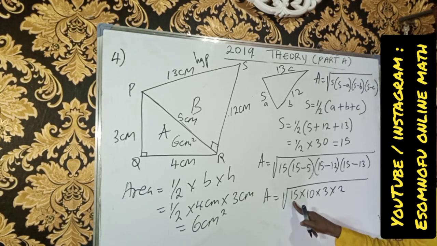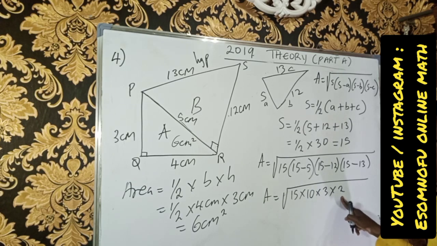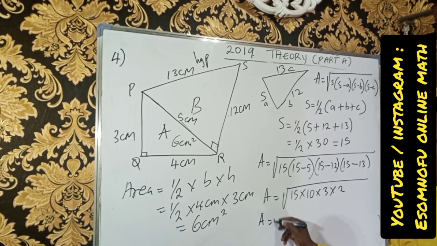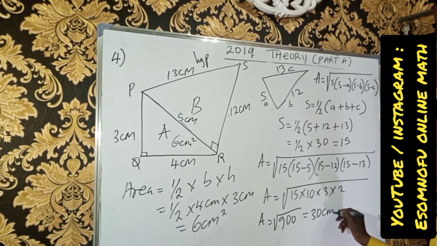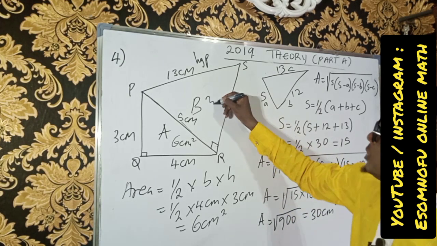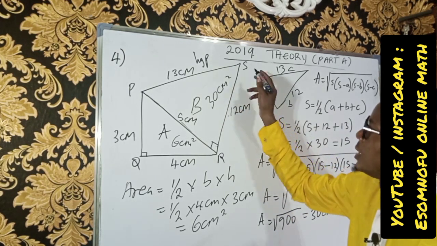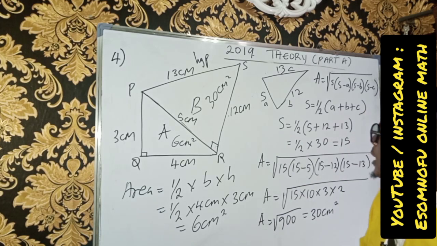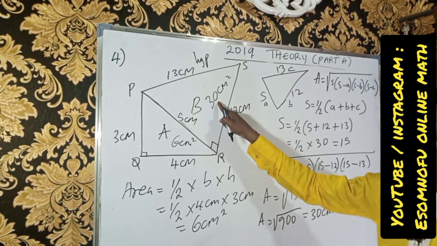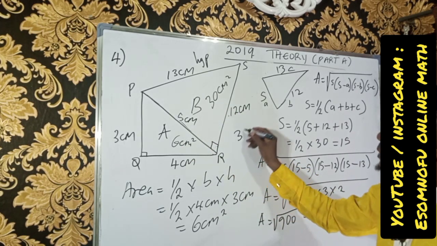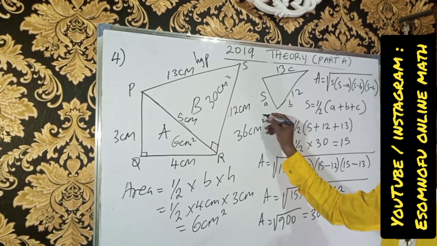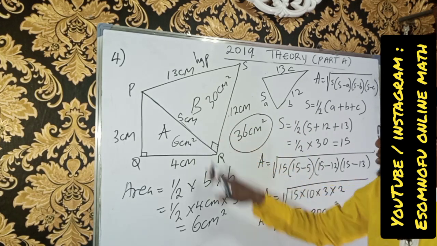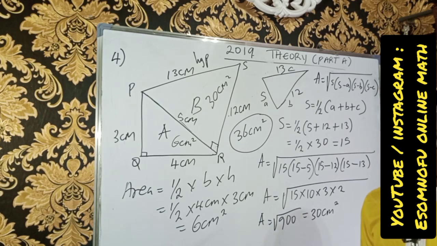Okay, now 15 times 10 is 150. 150 times 3 is 450, and 450 times 2 is 900. So the area is equal to square root of 900, which is 30 centimeters squared. So the area of this one is 30 centimeters squared. Hence, the total area of this shape will now be 6 centimeters squared plus 30 centimeters squared, and that will give us 36 centimeters squared. Therefore, the area of this quadrilateral is 36 centimeters squared.